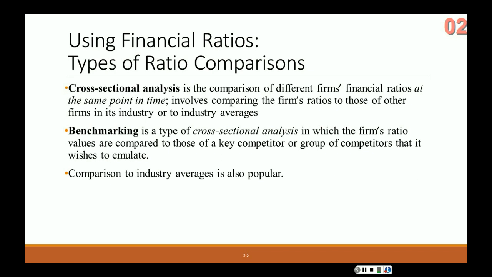A cross-sectional analysis is the comparison of different firms' financial ratios at the same point in time. So you're comparing one company to its competitors at the same point in time. The important thing to do is to identify your industry correctly. If you remember back when we talked about Mergent, I showed you how to add competitors to your industry analysis, so that you could define your industry exactly how you chose.